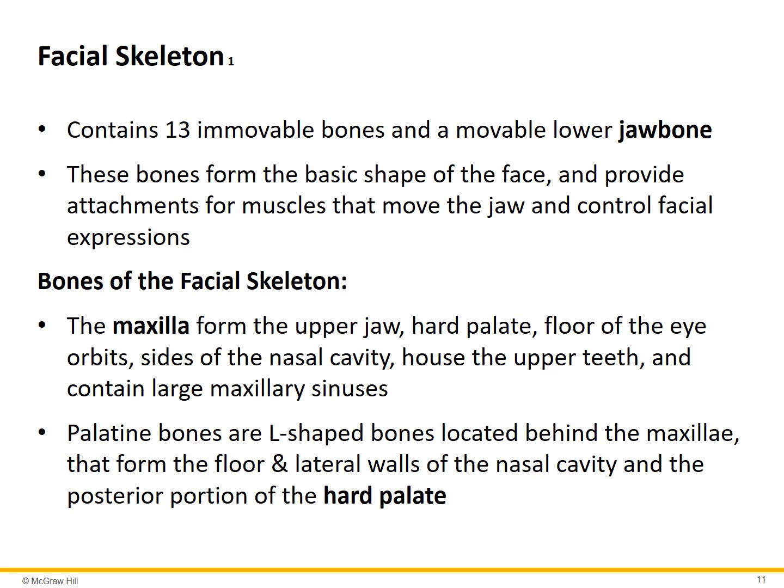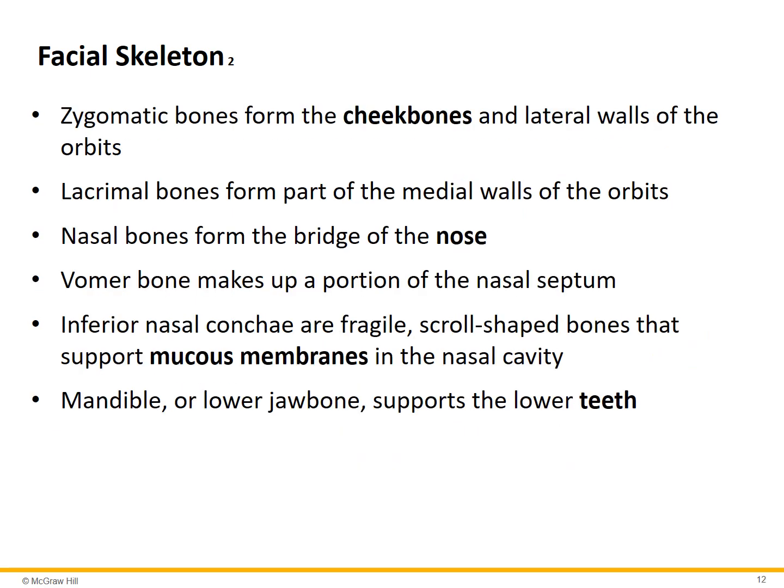The palatine bones are L-shaped bones, and they're located behind the maxilla. This also forms part of the hard palate. Your cheekbones are formed by the zygomatic bone, and this provides the lateral walls of the orbit of the eye. Your lacrimal bones form the medial walls of the orbit. So your nasal bone, that's just the bridge of your nose, does not form part of the orbit of the eye.